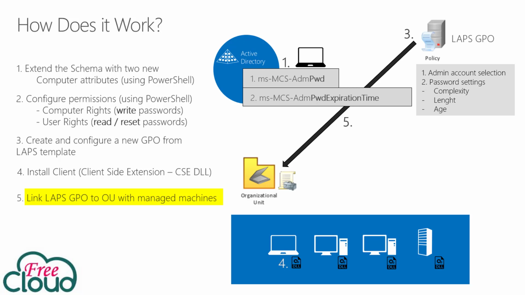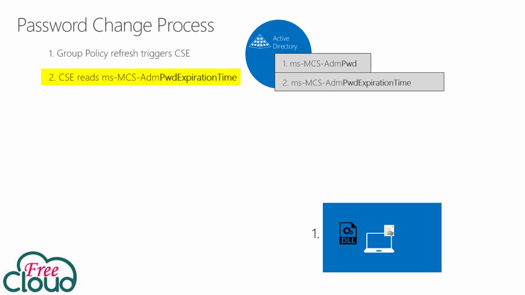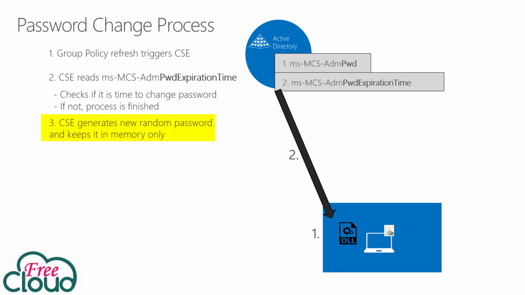And now it's the CSE's role, the group policy client-side extension, that automatically performs all tasks as per our group policy settings. So, the CSE is the core of the LAPS solution. After the group policy refresh triggers, the CSE reads the password expiration time attribute and checks if it's time to change the password. If not, the process is finished. If yes, the CSE generates a new random password and keeps it in the machine memory only.